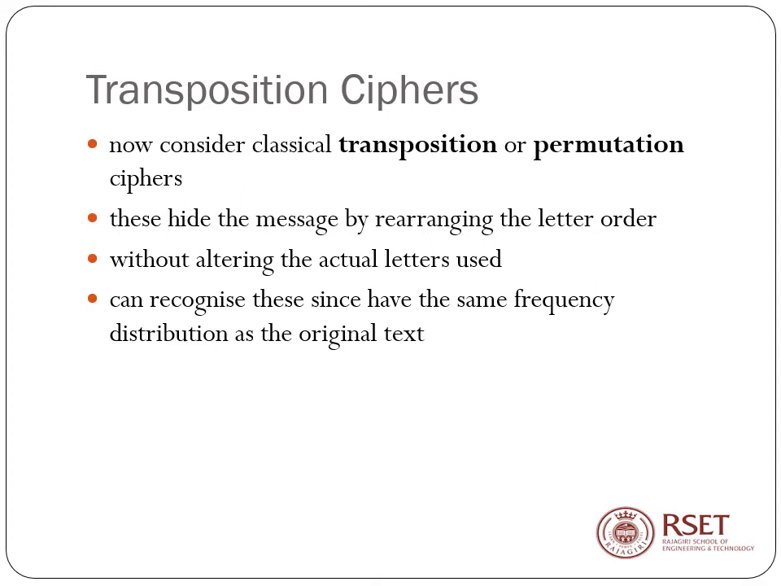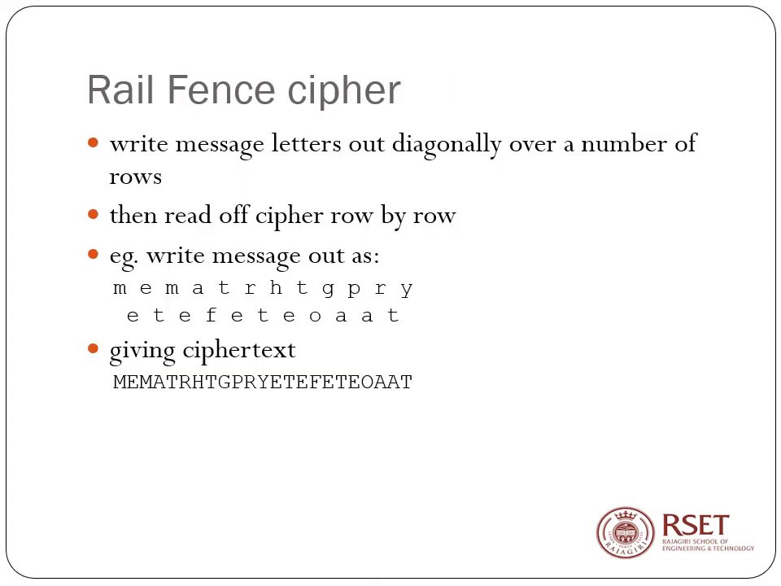So the next category of classical encryption technique was transposition ciphers. Transposition cipher means you will be just changing the positions of the letters. You are not substituting; you will be just rearranging the letters. That is transposition. So they hide the message by rearranging the letter order without altering the actual letters used. You can recognize these since they have the same frequency distribution as the original text. So it is not very difficult to identify. Anyway, that was a technique used.